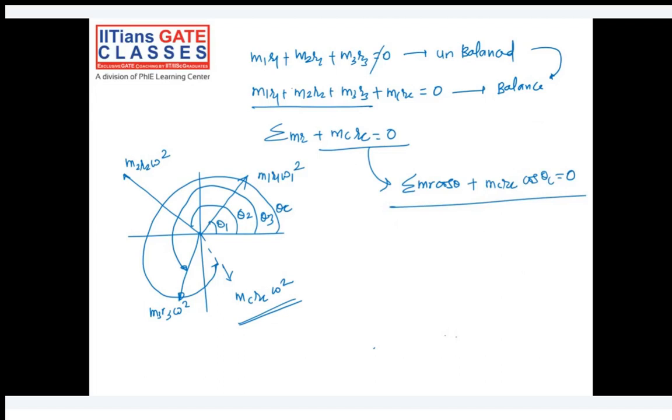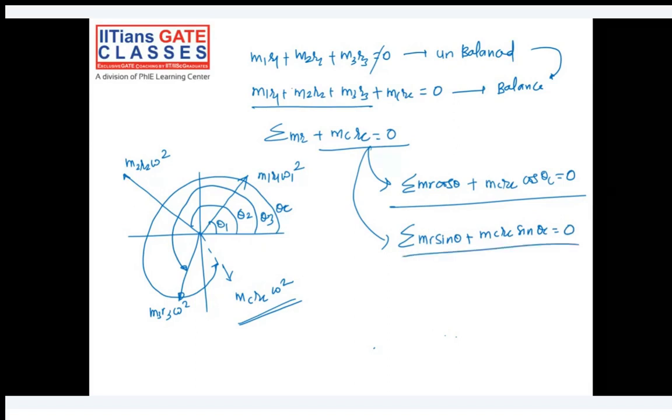Can I also write summation of all vertical forces is 0, summation mr sine of theta plus mcrc sine of theta c equal to 0. I can write it like this, right? So from this first relation, I can further write it as mcrc cos of theta c is equal to minus summation of mr cos of theta.